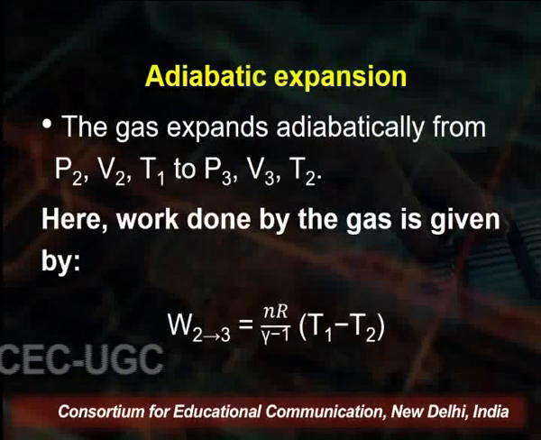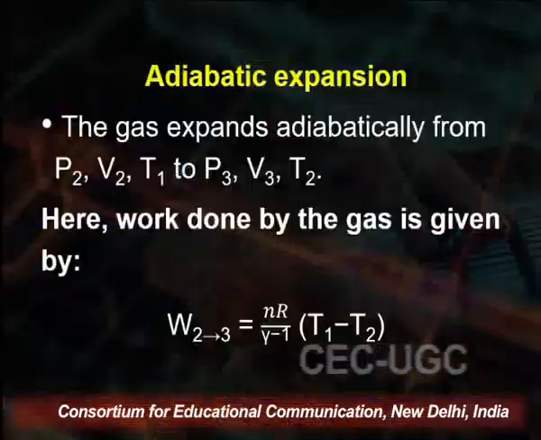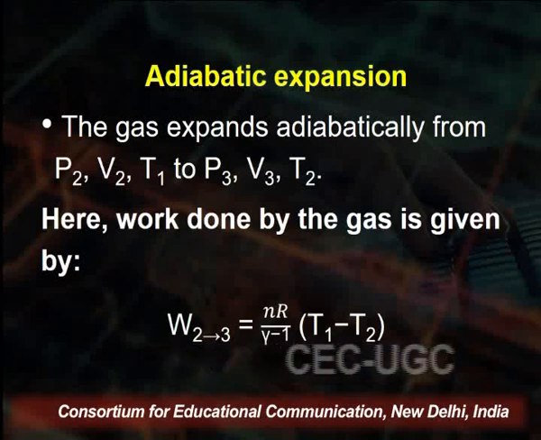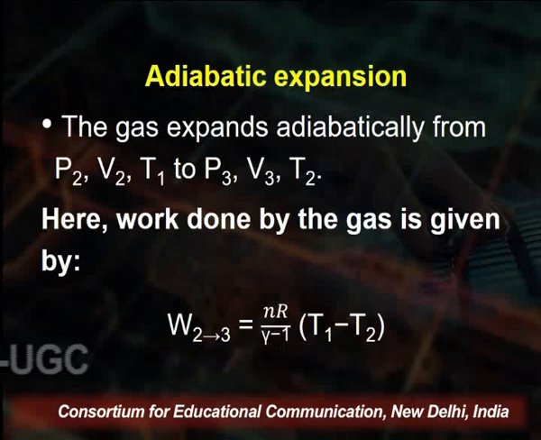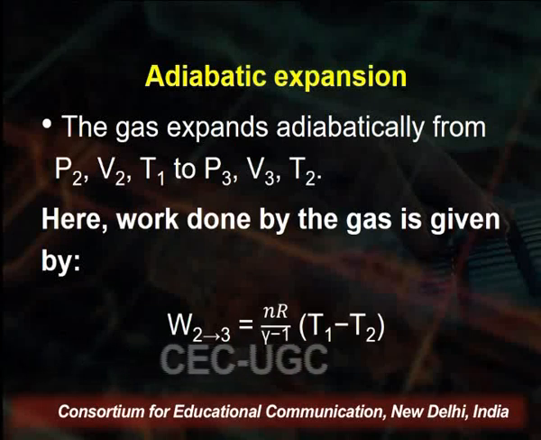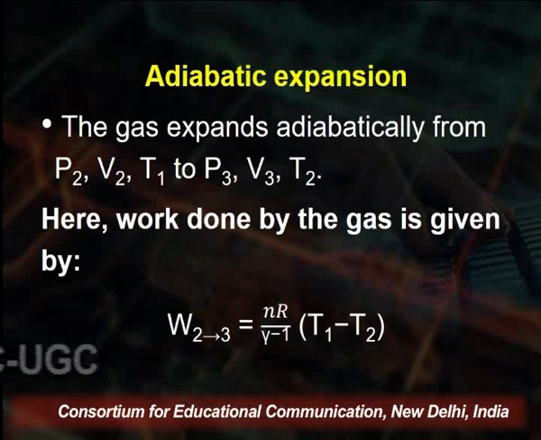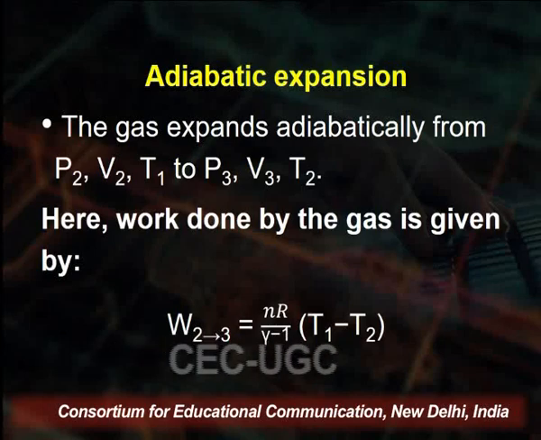Next we will calculate the work done when the gas is undergoing adiabatic expansion. It means going from state 2 to state 3. The gas expands adiabatically from P2, V2, T1 to P3, V3, T2. Here the work is done by the gas and is given by W2 to 3 equal to nR over gamma minus 1 times T1 minus T2. n is the number of moles, R is the gas constant, T1 is the temperature of the source and T2 is the temperature of the sink. Gamma is Cp by Cv.